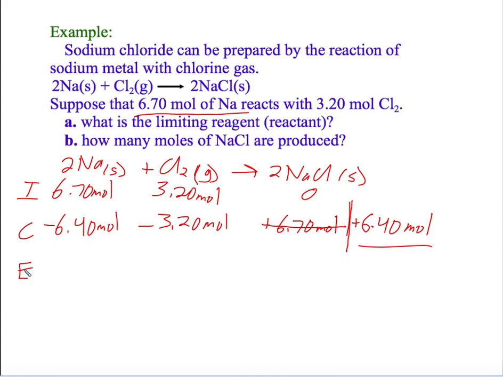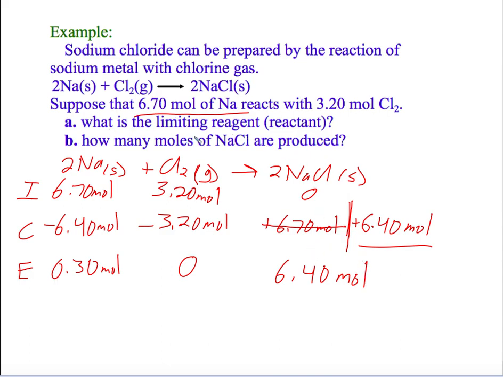So 3.20 times 2 gets us to minus 6.40 moles. And then I'm going to take, so E is end. So initial, change, end. 6.70 minus 6.40 is 0.30 moles of sodium. 3.20 minus 3.20 is 0. And 0 plus 6.40 moles is 6.40 moles of sodium chloride.